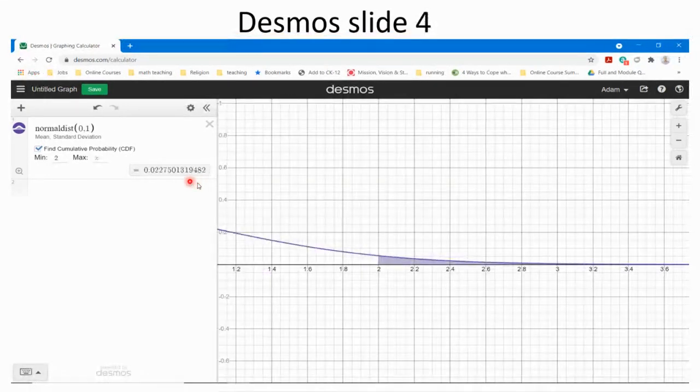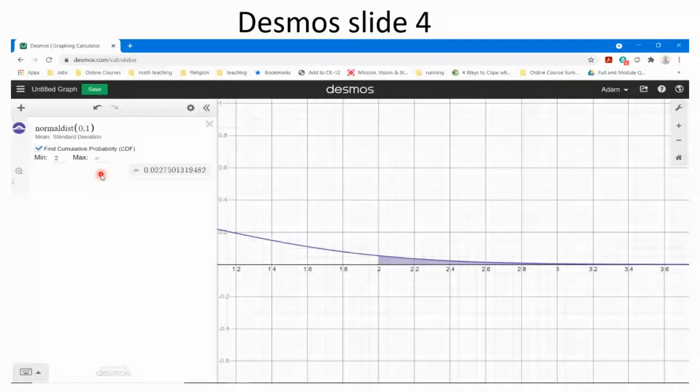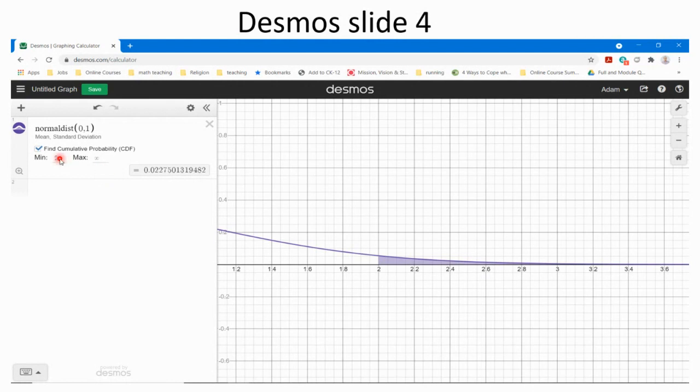And if you instead, this is what happens if you left the minimum blank. If you instead left the maximum blank and put a bound in the minimum, I put 2 there again, you could see it's going to give you the area to the right of 2. And you'll get the actual area here. It'll give you this number.